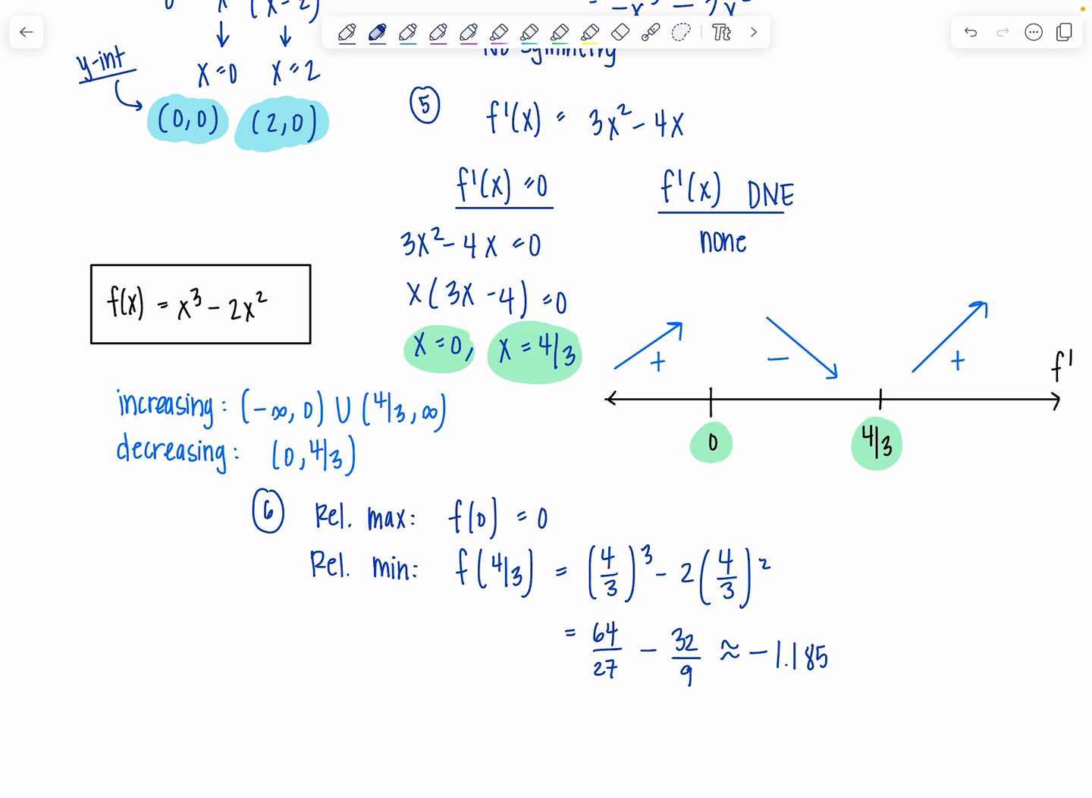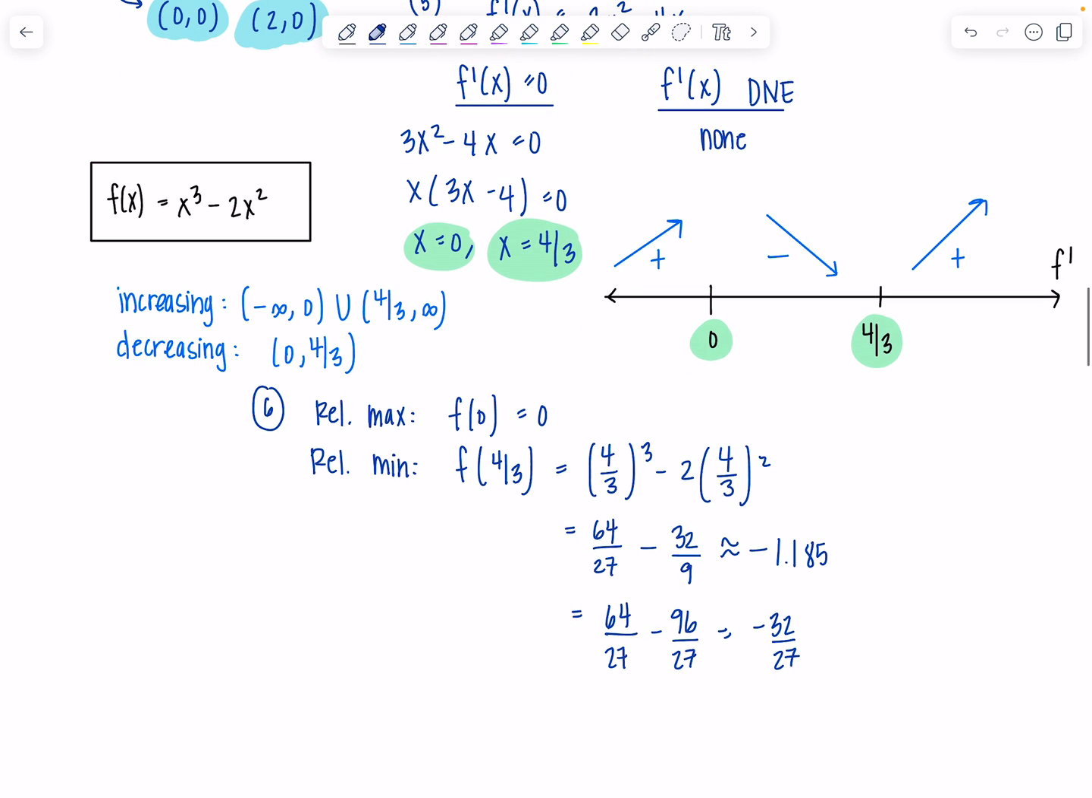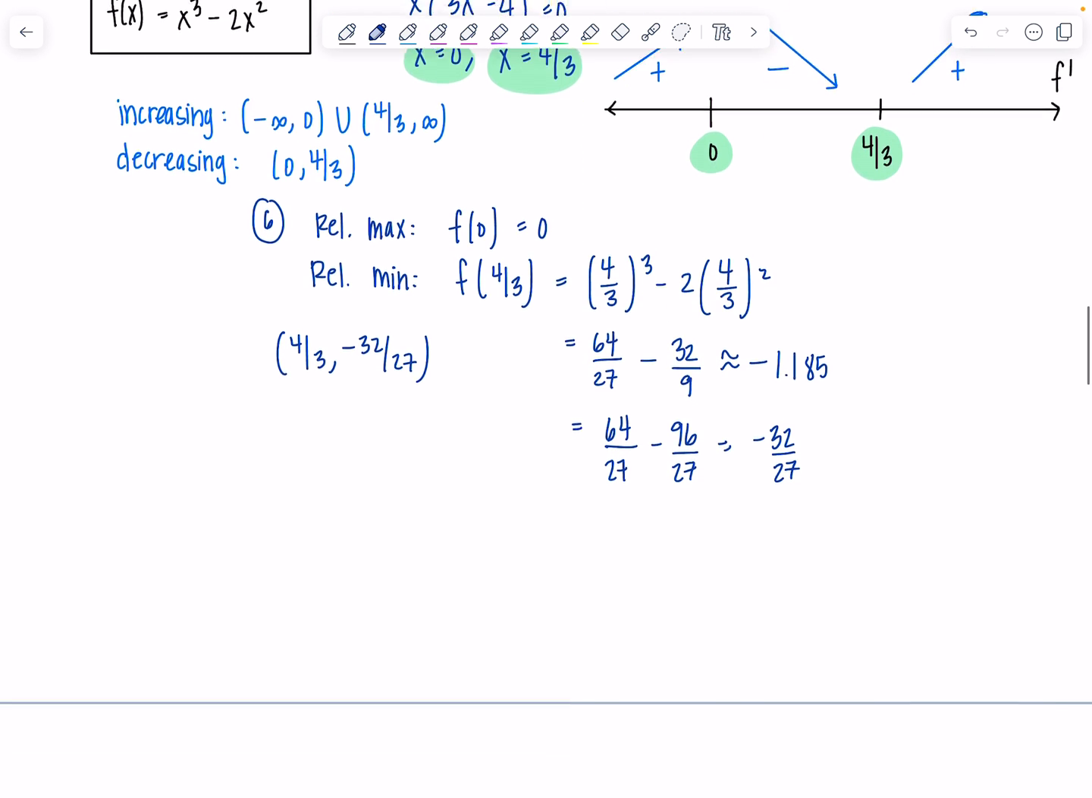1.185. Because we're going to be graphing it anyways, it's helpful if you have a decimal. Just ask your instructor. Usually you should give one exact answer, and then you can do the decimal to help you graph. So 64 over 27 minus 96 over 27. 64 minus 96 gives me negative 32 over 27. So if you want to give it exact, you could say the min is at 4/3, negative 32 over 27. But for our purposes, when we're plotting, I'm just going to think of it like negative 1.2, basically. Okay, very good. That's thoroughly answered.